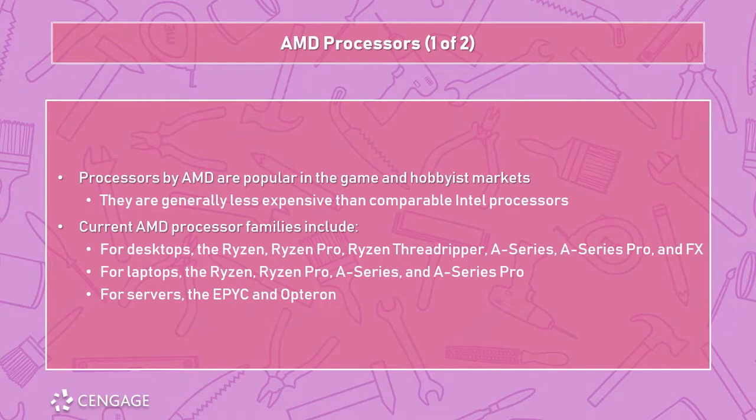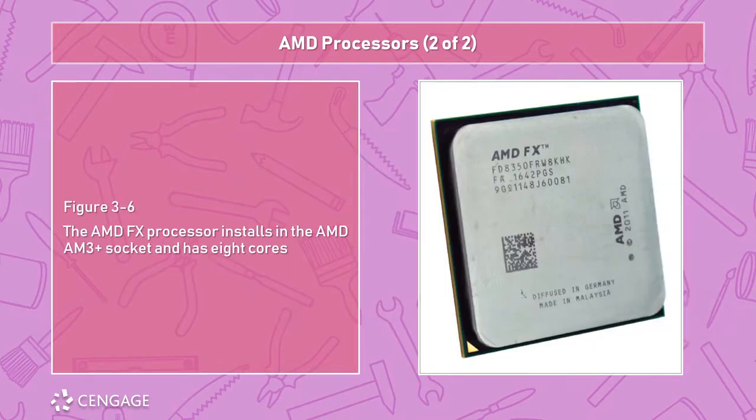Current AMD processor families would be for desktops, the Ryzen Pro, the Threadripper, especially for the very high-end stuff, A-Series, A-Series Pro, and FX. For laptops, we still have Ryzen and Ryzen Pro, as well as A-Series and A-Series Pro. And for servers, the Epyc and the Opteron. Not quite as popular, but definitely still strong contenders in their own right.